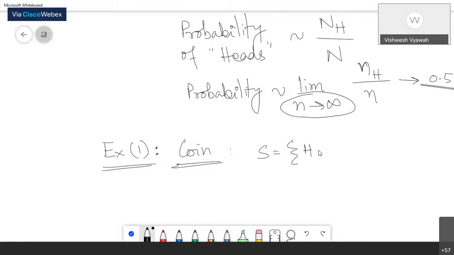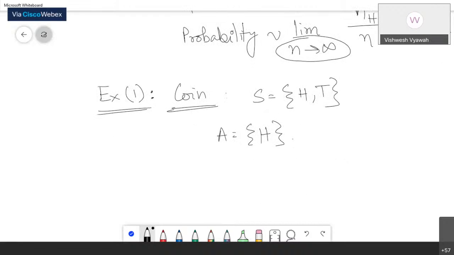your sample space is H comma T. Let's say you are interested in an event A where only heads is appearing. Now how do you find the probability of A? The probability of A is defined, or I will give you a general formula, and this is the formula that we use.